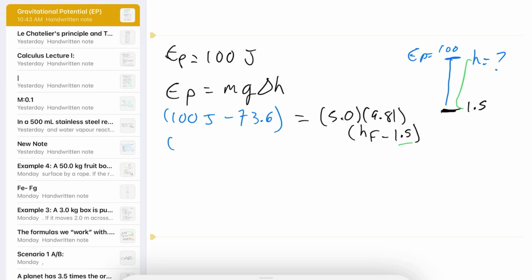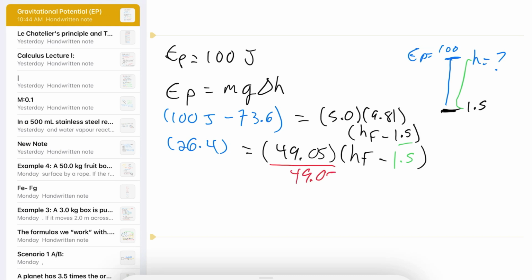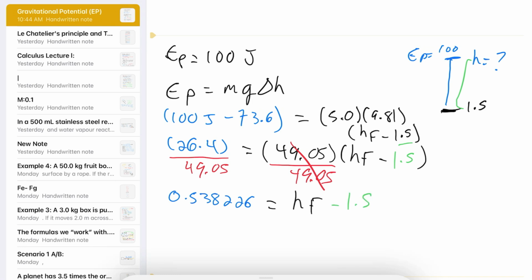So I'm going to write this a little bit smaller. We got 26.4, and that's equal to 5 times 9.81, which is about 49.05. And then we have HF minus 1.5. Now we're going to divide both sides by 49.05 first. And when we do that, we get 26.4 divided by 49.05. On this side, we get a value of 0.538226. And that's going to equal HF minus 1.5.